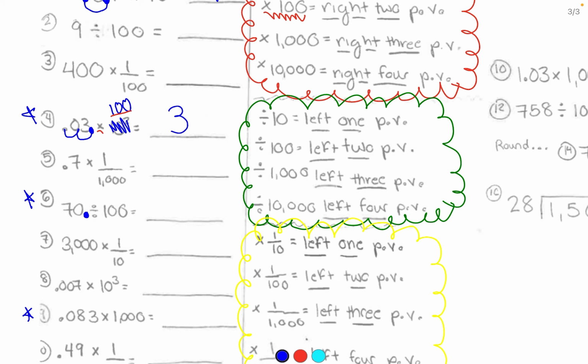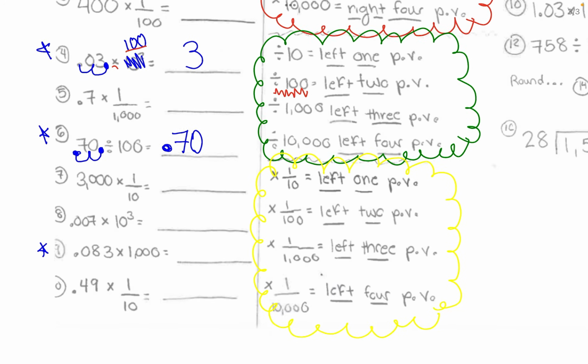And I'm going to find my cheat sheet. I'm dividing by 100. So I'm going to look. Okay, here it is. Divide by 100. It says jump your decimal to the left, 2 place values. 1, 2. So 70 divided by 100 is 0.7 or 0.70. Doesn't really change the value either way.